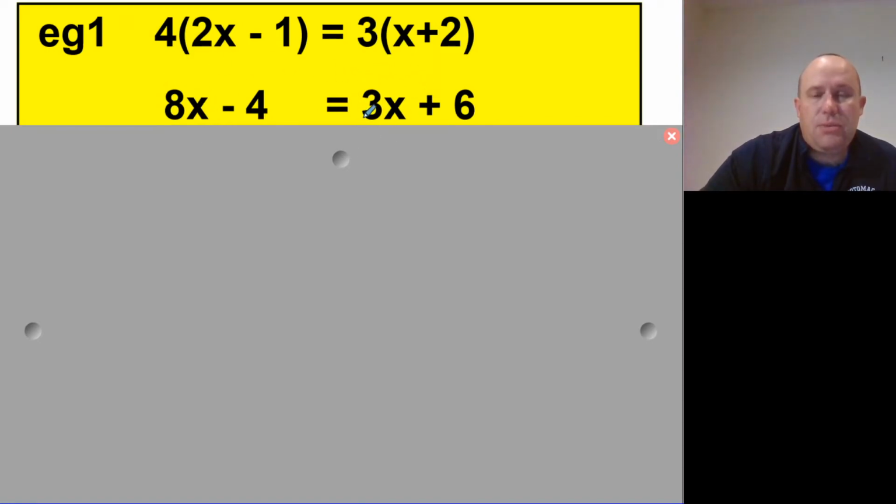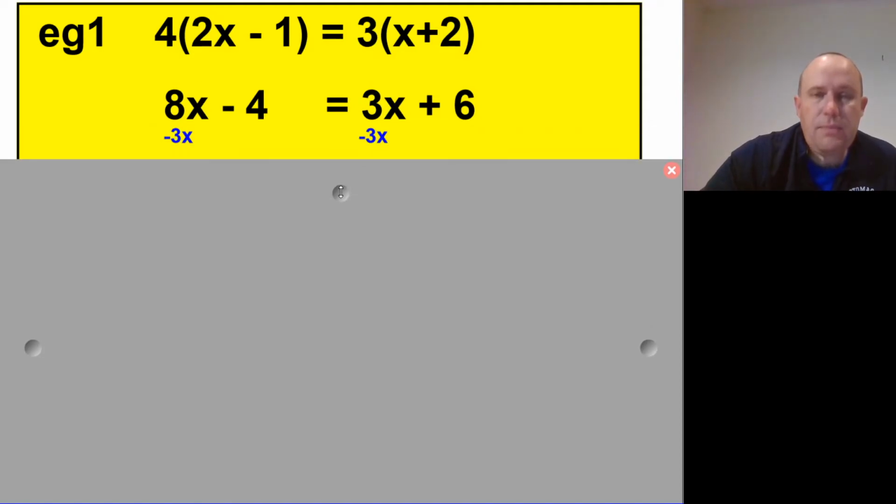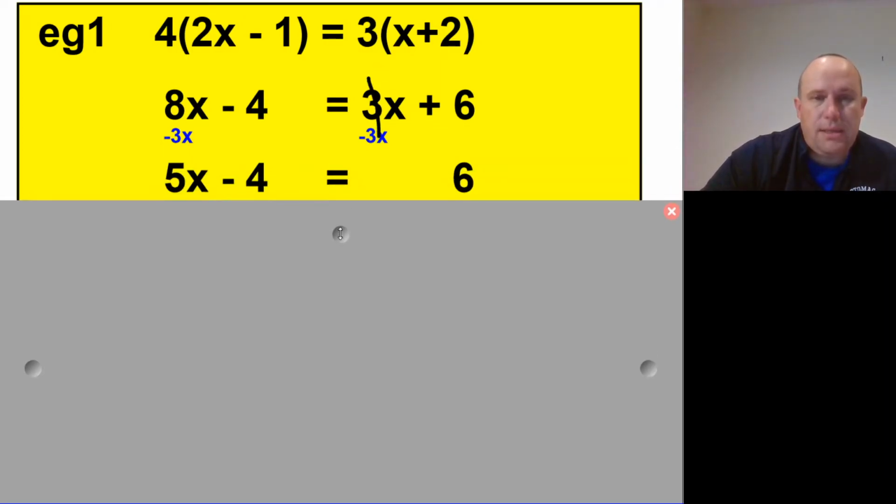I want to move this one across to this side by doing the opposite. So instead of positive 3x, I'm going to do negative 3x. That will cancel on this side. And on this side, it will leave 5x minus 4. Positive 6, I'm just going to write down as 6, but you can put positive 6 if you wish.